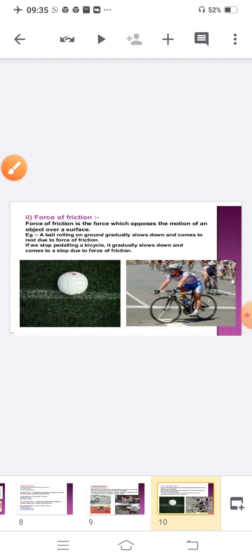Now, force of friction. What do you mean by force of friction? A force of friction is a force which opposes the motion of an object over a surface. Which opposes, that means it slows down a thing or prevents it from moving by acting in a direction opposite to the motion of a moving object. That means that object tries to move oppositely.